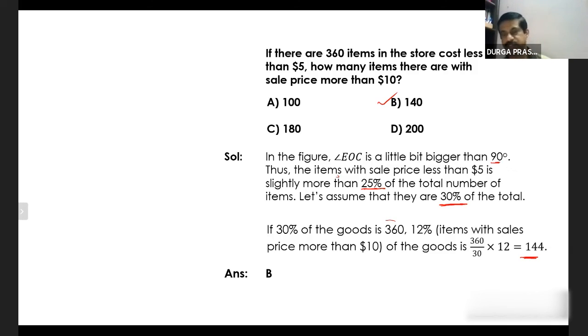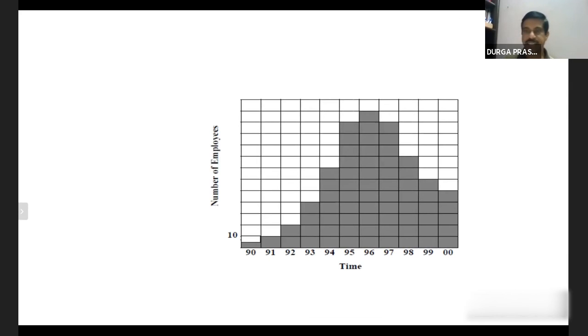Okay, so let us go to the next question. There is data given here: the number of employees over time. The number of employees when they start is 5. You see, it is 5.